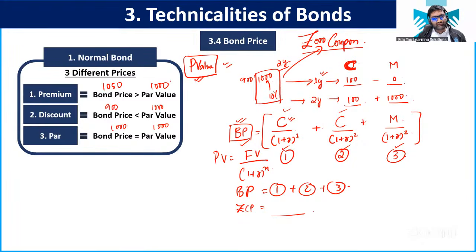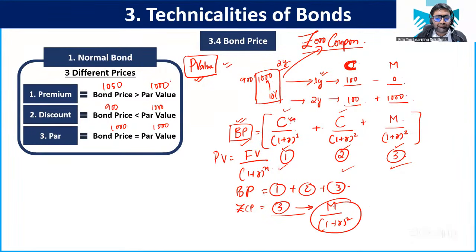For bonds you will have to. Okay, can you just tell me what will be there? Which terms will be there? 1, 2, 3. Out of these, which terms will be there in the zero coupon bond?